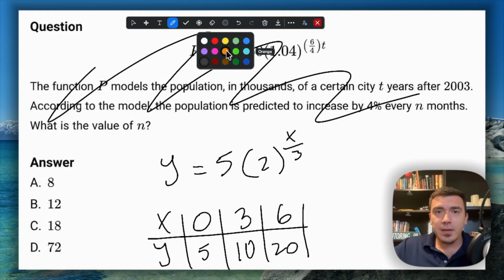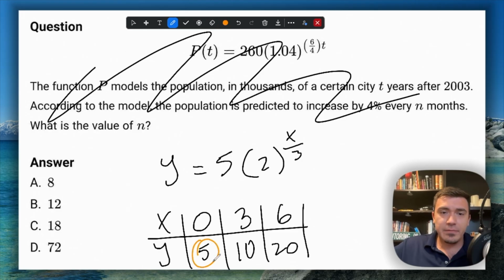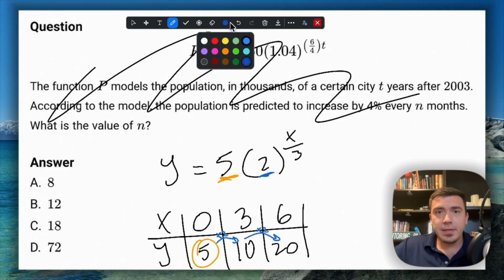All right, so let's understand what all of these stand for. 5 is my very first number. It's my initial. That initial is going to be right there in front of the parentheses. And then my rate of how I get from one y to the other is going to be 2. I'm constantly multiplying by 2. That comes from inside the parentheses.